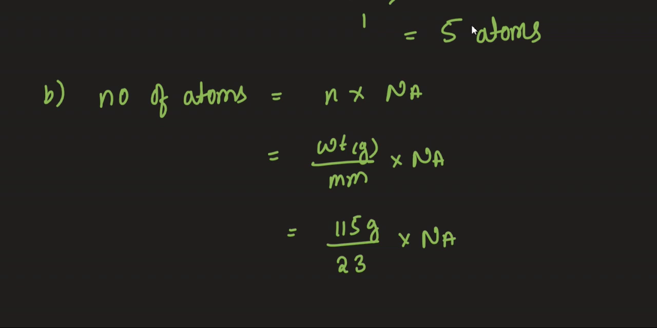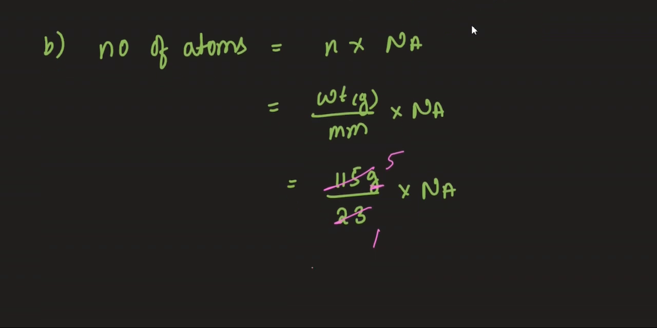Can I say this time they have provided grams, right? Do we need to do any conversions now? No, directly we can go with the solving. 23 ones are 23, 23 fives are 115. So what will be the answer this time? This time the answer is 5 times Avogadro number atoms.